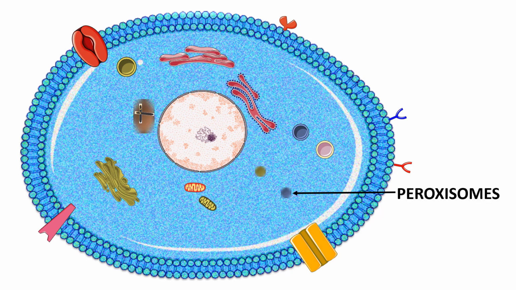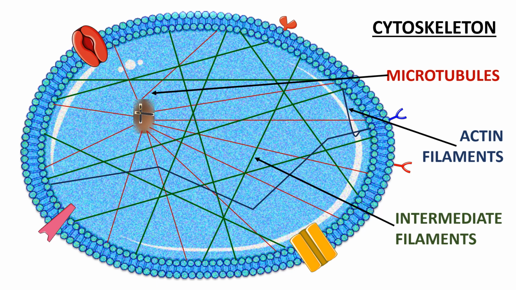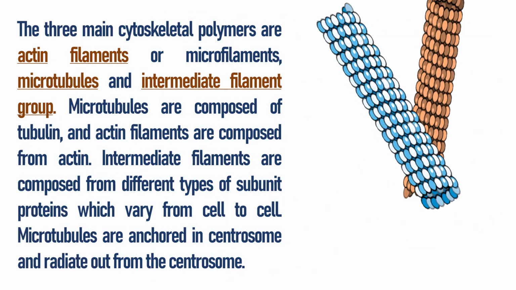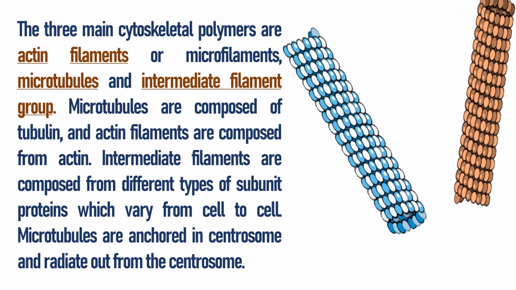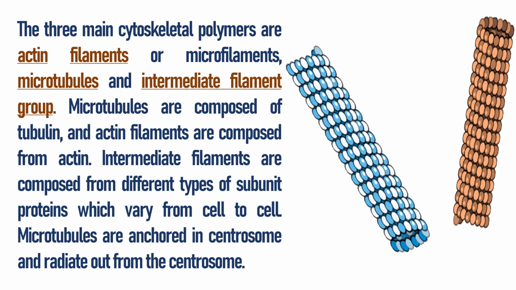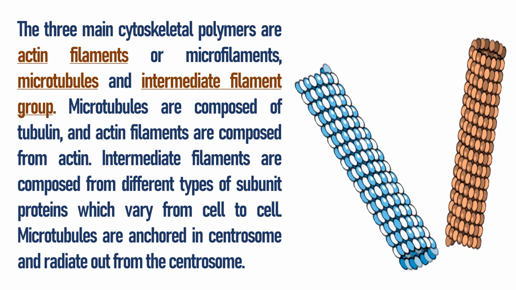The cytoskeleton is a structure that helps cells maintain their shape and internal organization. It is an interconnected network of filamentous polymers and regulatory proteins and is dynamic and adaptive. The architecture of the cytoskeleton controls the physical properties of the cell. The three main cytoskeletal polymers are actin filaments or microfilaments, microtubules, and intermediate filament group.